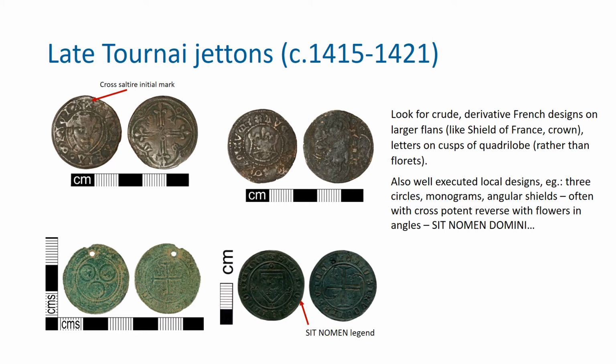Other characteristic traits of this group include saltire cross initial marks and the presence of letters on the reverse cusps rather than florets. The second group consists of relatively neat Jettons with a reverse design of a cross potent with flowers in each angle. They often have a legend based on Sit Nomen Domini, from Sit Nomen Domini Benedictum, blessed be the name of the Lord, with the ends often unbarred. Obverse types include angular shields, 3 circles and monograms. This group tends to be dated to around 1475 to 1525.